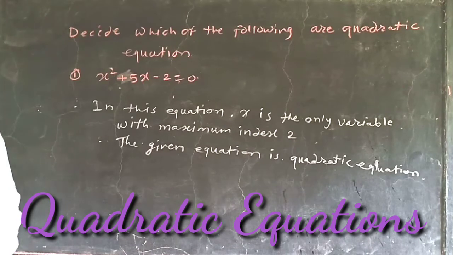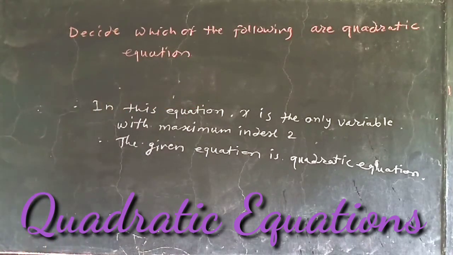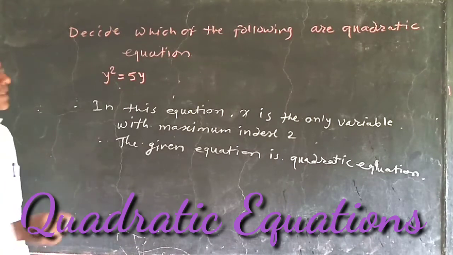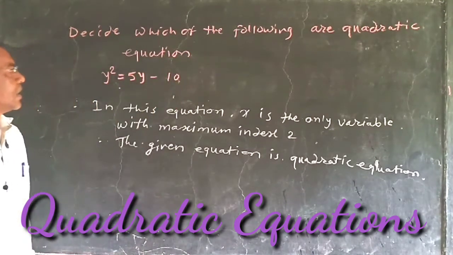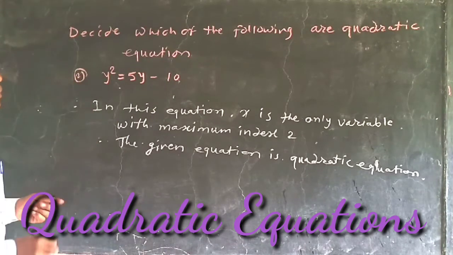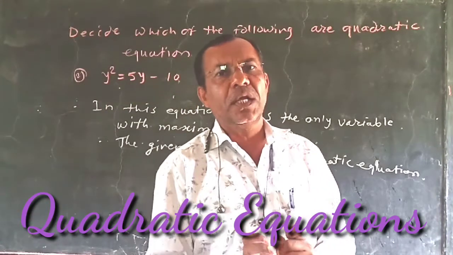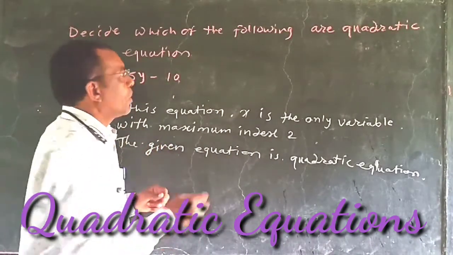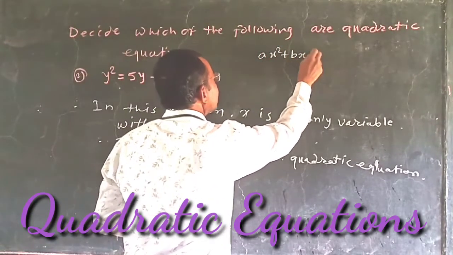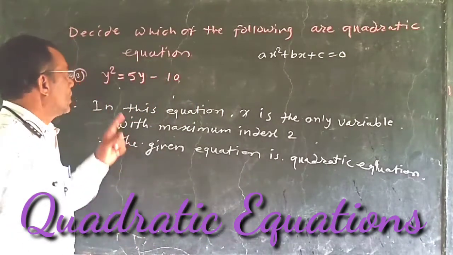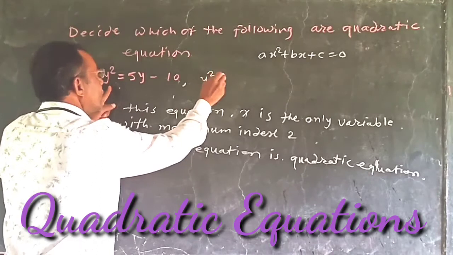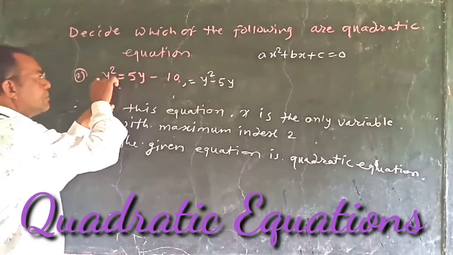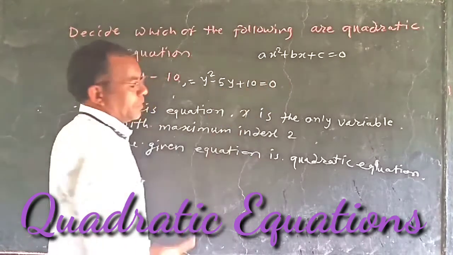And the second example you write here: y square is equal to 5y minus 10. This is the second equation, and friends, at first you have to write this given equation in the standard form. Then how to write the standard form here? What is the standard form? The standard form is ax square plus bx plus c is equal to 0. Now we will write y square minus 5y plus 10 is equal to 0. It is the standard form.